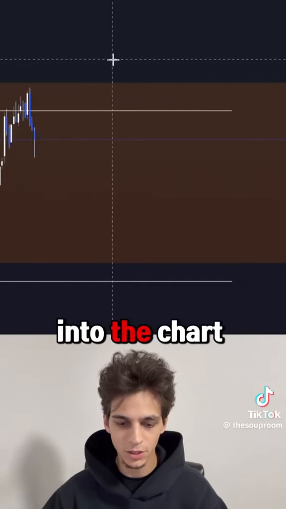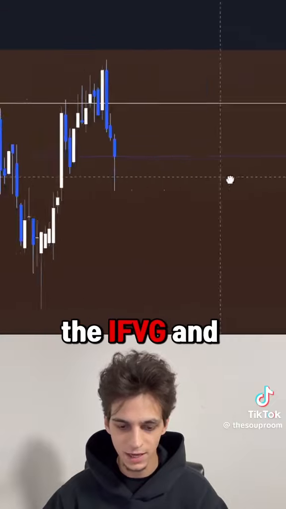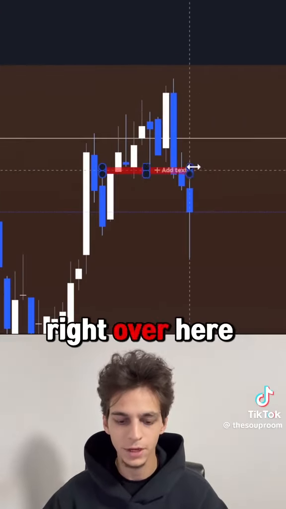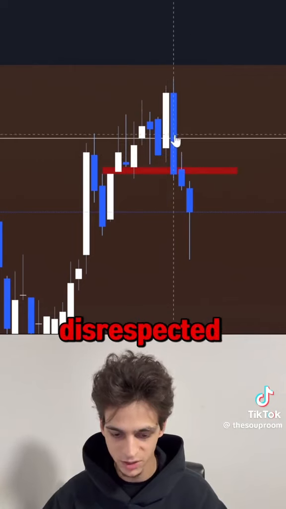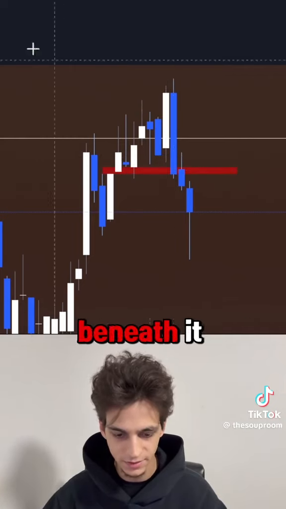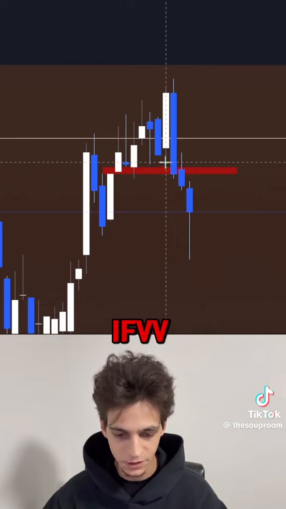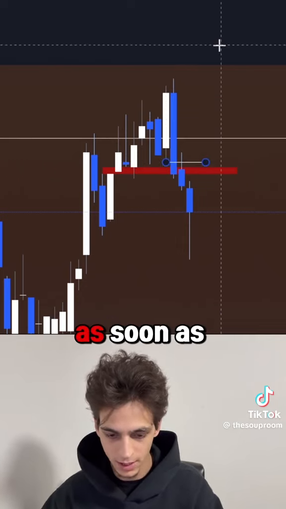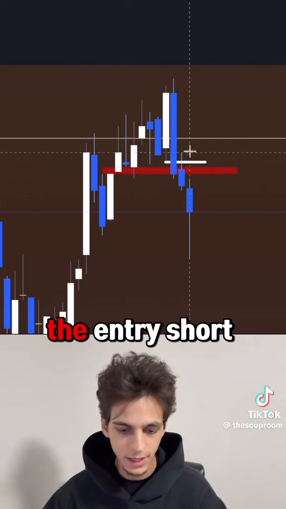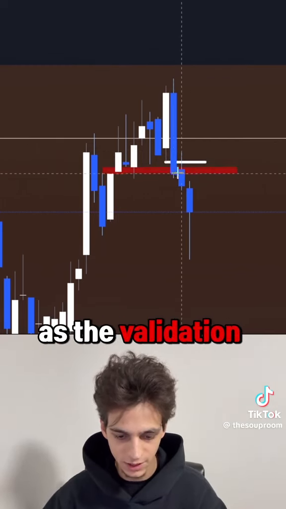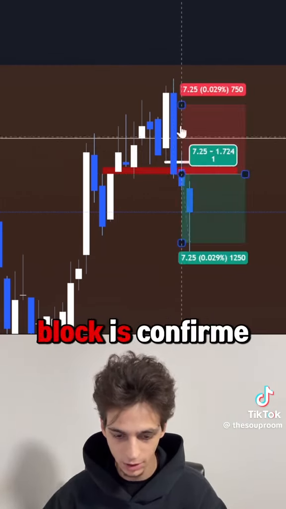Now let's zoom into the chart and see if we actually got the IFEG and the order block. Right over here, we notice a very small fair value gap that was formed, and it was also disrespected as soon as this candle closed beneath it. So that means we formed the IFEG and we also formed the order block as soon as price closed beneath this up close candle right over here. The entry short comes as soon as the validation of both the IFEG and order block is confirmed.